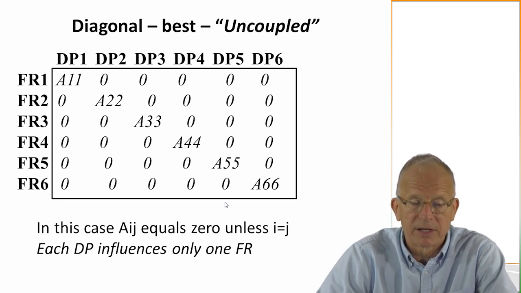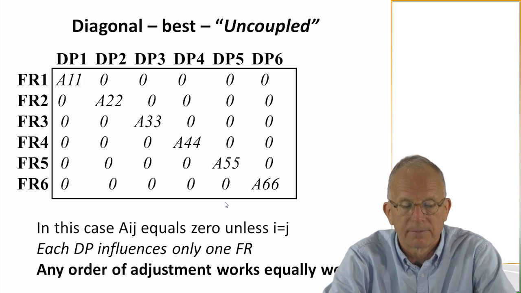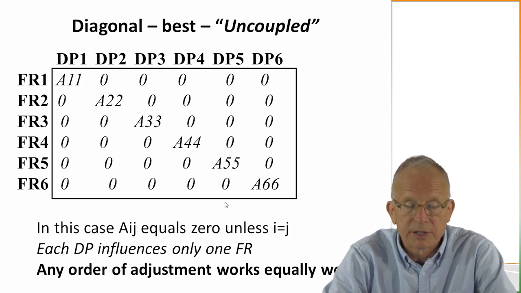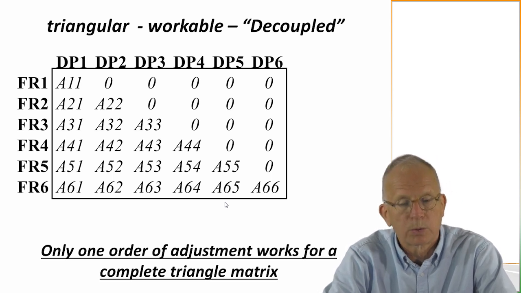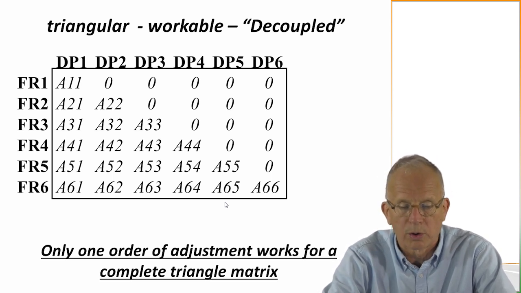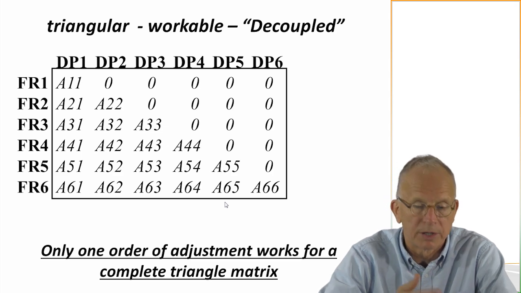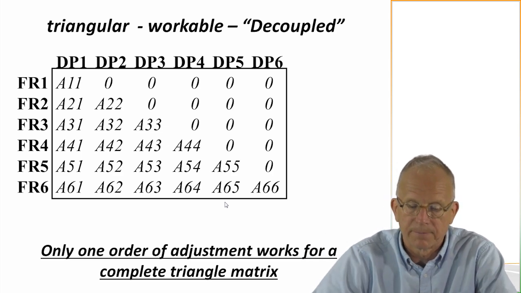Now we have to have the diagonal non-zero or it won't work. Any order of adjustment works equally well in this case, and then uncoupled. Now this is triangular, it's workable, it's decoupled, but there's only one order of adjustment, and that would be DP1, 2, 3, and so forth.